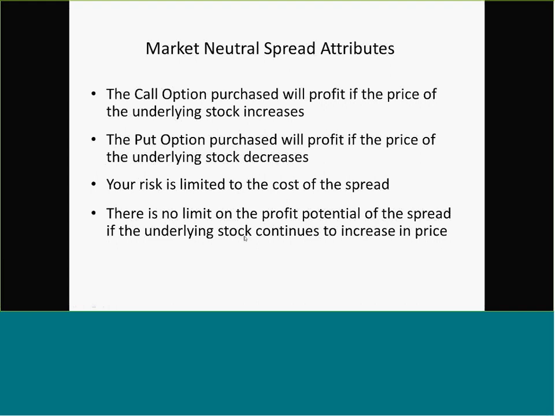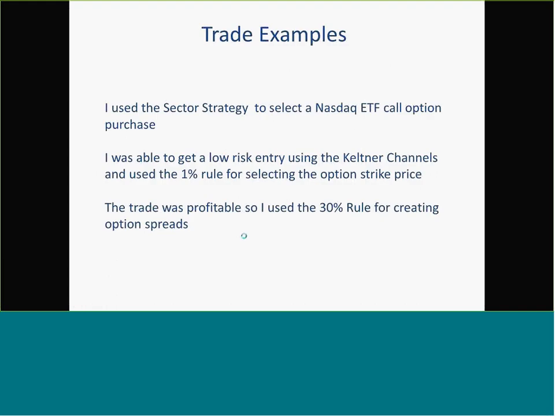So let's look at an example of a market neutral strangle. This is for the NASDAQ ETF, the triple Qs. I used the sector strategy to select a call option purchase, and I used the 1% rule for selecting the option strike price. So I had a 30% profit in the triple Qs, and I went ahead and created a market neutral strangle.